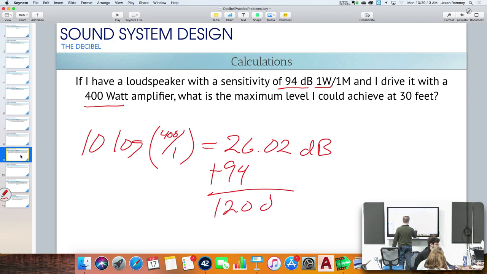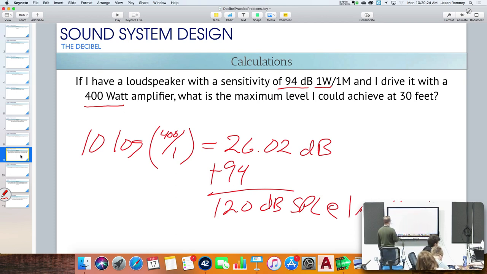120 dB SPL at 1 meter with 400 watts. Yeah? Okay. So I'm generating with this amplifier 120 dB SPL at 1 meter with 400 watts. So now how much of that is just going to vaporize in the air traveling 30 feet?